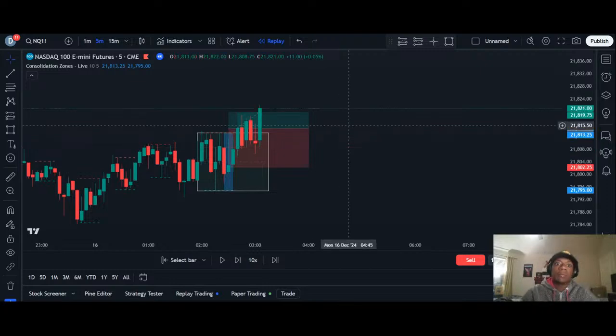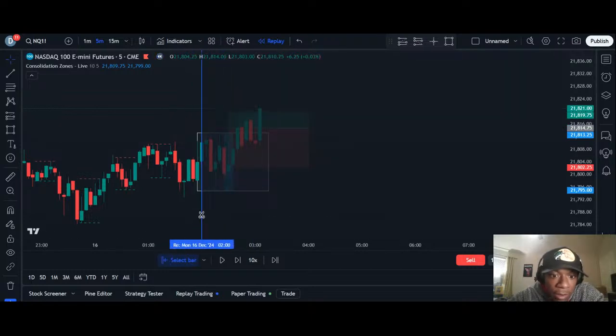All right, so as y'all can see, that would be a win. So 1 minute time frame was a winner. 5 minute time frame was a winner. We're gonna do the 15 minute time frame and see if it works for the 15 minute as well.